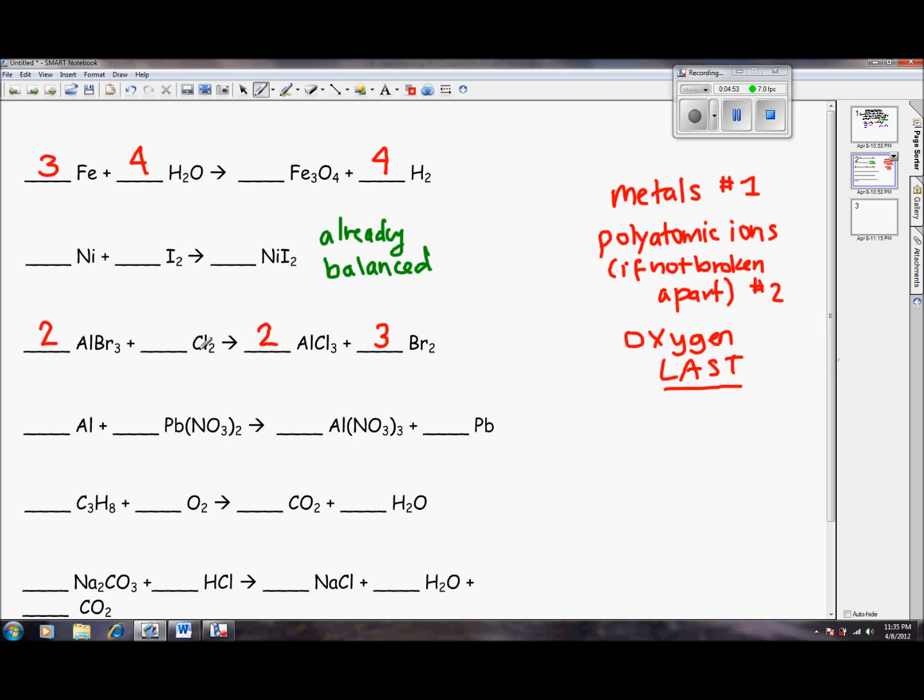Okay, let's take a look at the chlorines. On this side I have 2. Because I put a 2 here, I now have 6 chlorines. So I need to have 6 on this side. 2 times 3 will make 6.